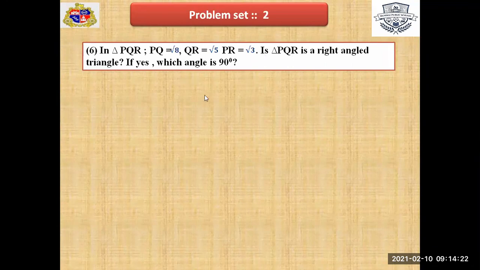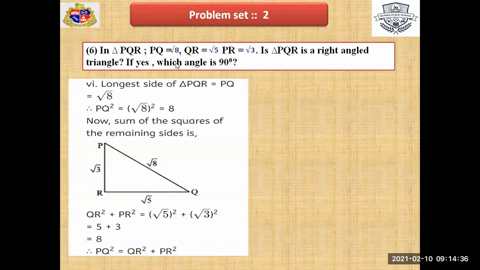Here, three sides are given. So you have to find whether these sides make a right angle triangle. If your answer is yes, then which angle is 90 degrees? First, we see the longest side. The longest side is under root 8. Then find the square of the longest side. PQ square is equal to under root 8 square, square and root get cancelled. So we get the value of PQ square is equal to 8.